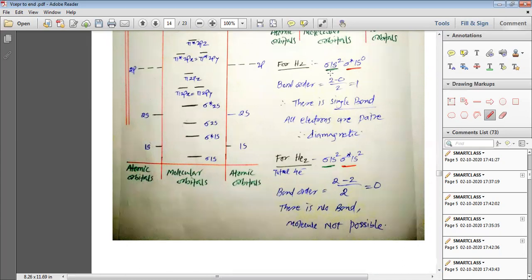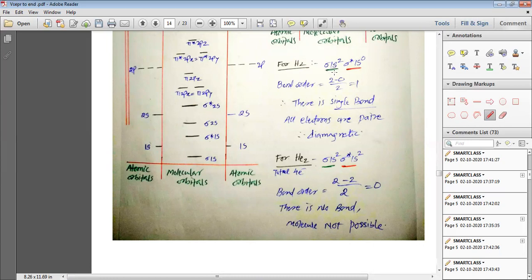For each molecule from now onwards, we will write the electronic configuration, and the electrons present in the BMO we will underline with the green ink, and the electrons present in the ABMO we will underline with the red ink. This is how you can find out the bond order.